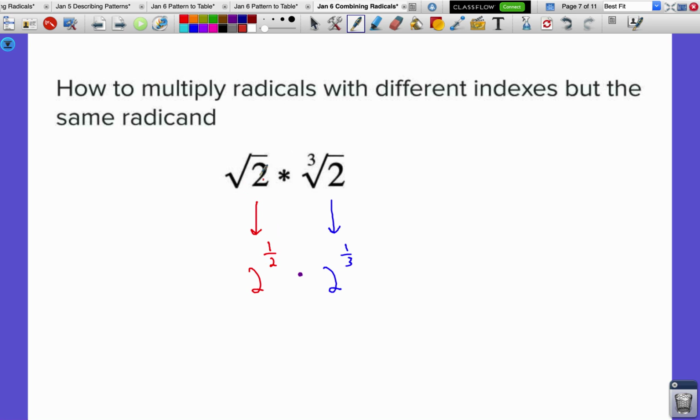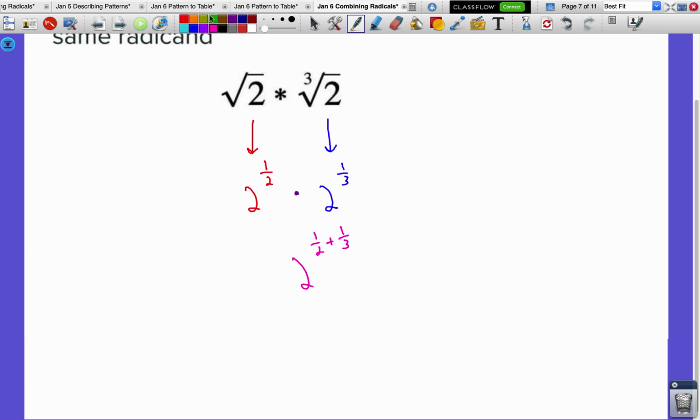So once I rewrite these radicals with exponents, 2 to the 1/2 times 2 to the 1/3, I might remember a rule about multiplying exponents, which says if you multiply exponents with the same base, you can add the exponents. So this here is going to become 2 to the 1/2 plus 1/3. And let's just do this in our heads. 1/2 is the same as 3/6. 1/3 is the same as 2/6. So 3/6 plus 2/6 equals 5/6. So this is the same as 2 to the 5/6.